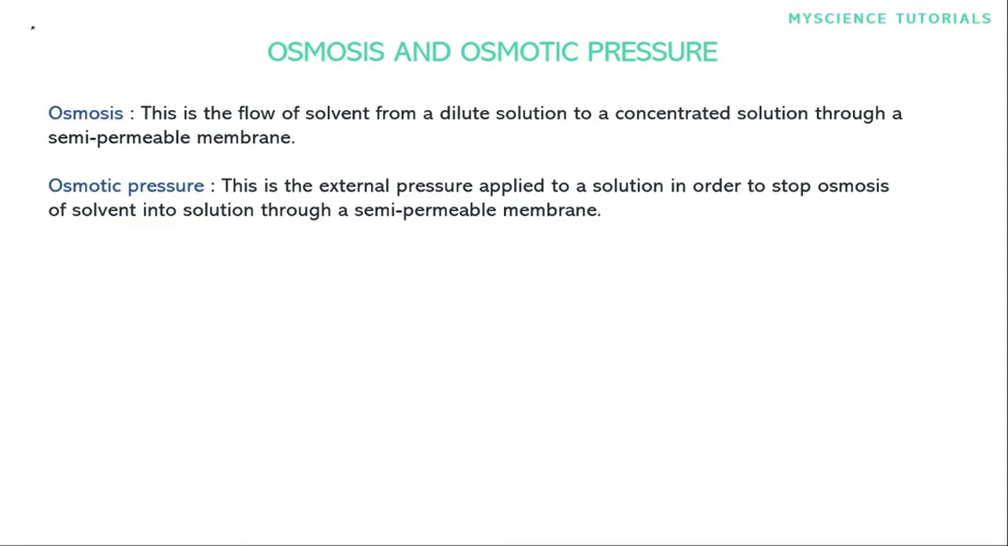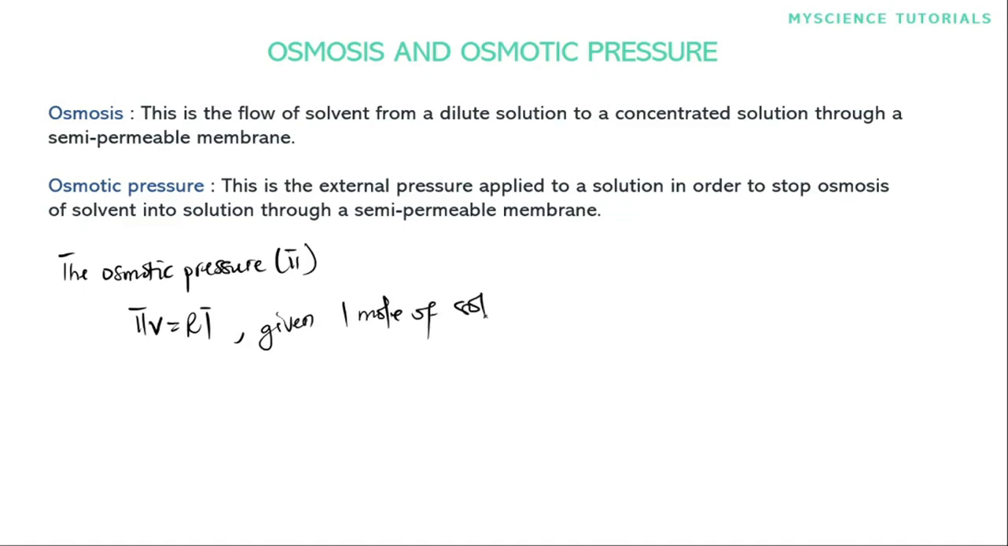So the osmotic pressure, denoted by pi, for dilute solutions is given by the Van't Hoff equation as pi V is equal to RT. So we have this as the formula for the osmotic pressure, given that we are dealing with 1 mole of the solvent.